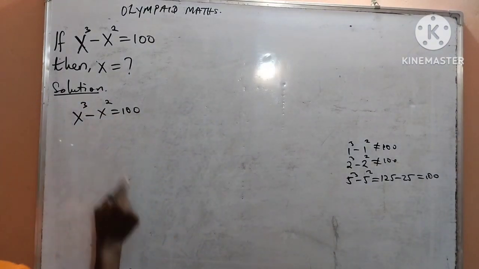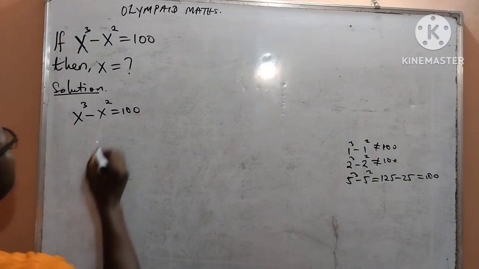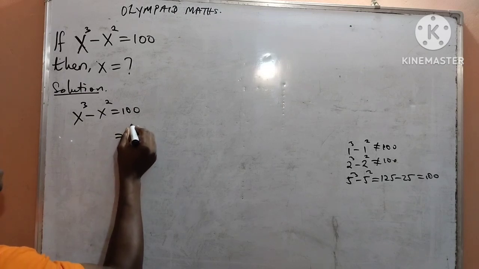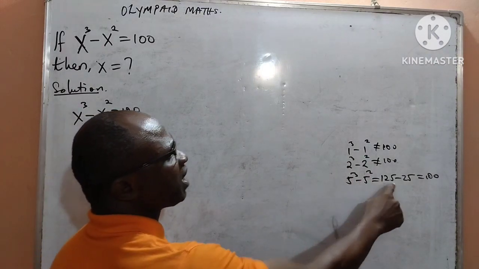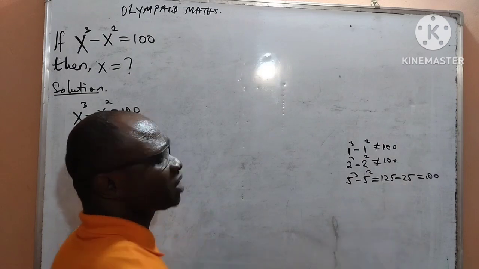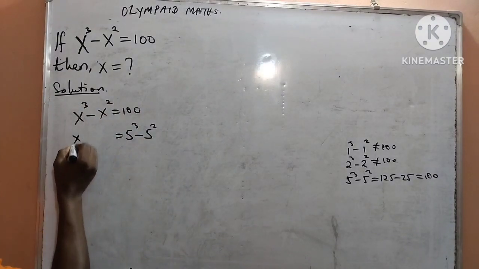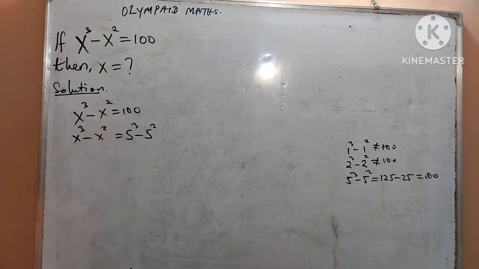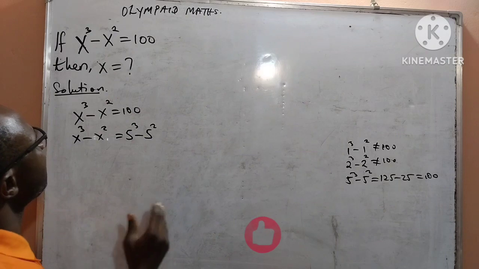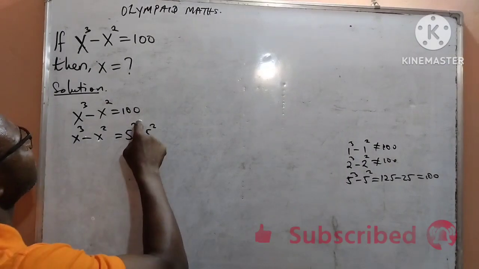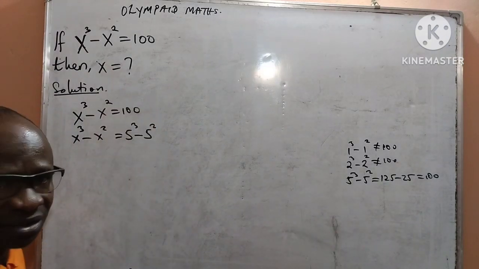Therefore, expressing 100 in the form that it is by the left hand side, I will have 100 written as 5 raised to the power 3 minus 5 raised to the power 2, because 5 raised to the power 3 is 125 and 5 raised to the power 2 is 25. So 125 minus 25 will give me exactly 100. This is now equal to x raised to the power 3 minus x raised to the power 2. So my 100 is written in base 5, raised to the power 3 and raised to the power 2 respectively, such that when the difference is taken, we get exactly 100.